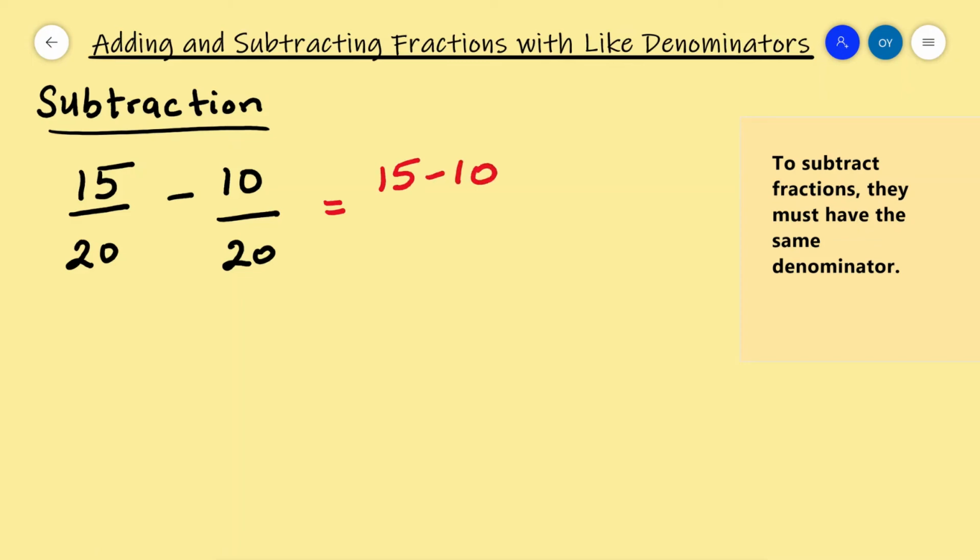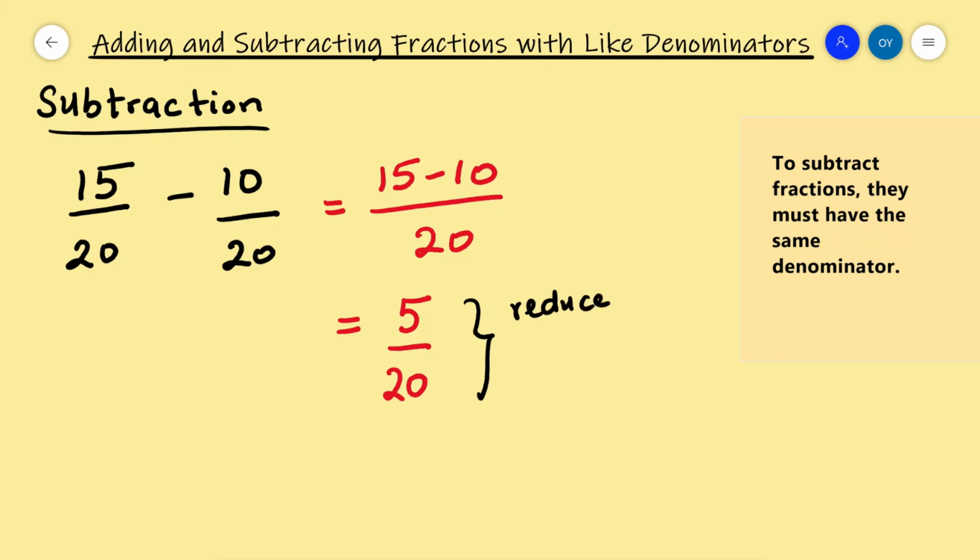An example again is 15 over 20 minus 10 over 20. So subtract the numerators, 15 minus 10 over 20. 15 minus 10 is 5 over 20. Now we can reduce this to a fraction in the lowest term. The greatest common factor of 5 and 20 is 5. So we divide both the numerator and the denominator by 5.